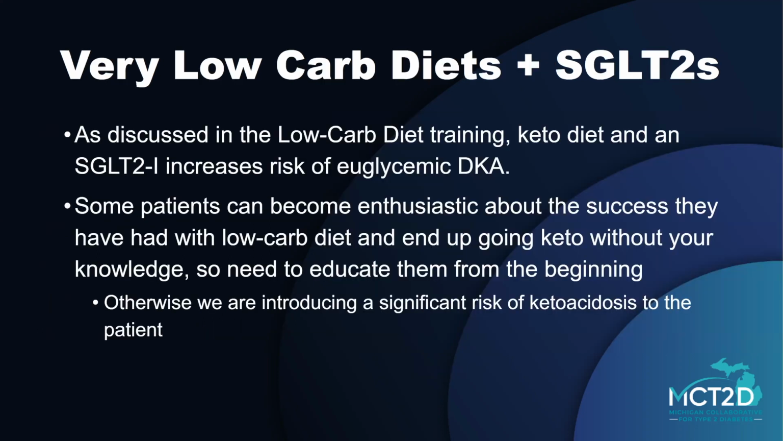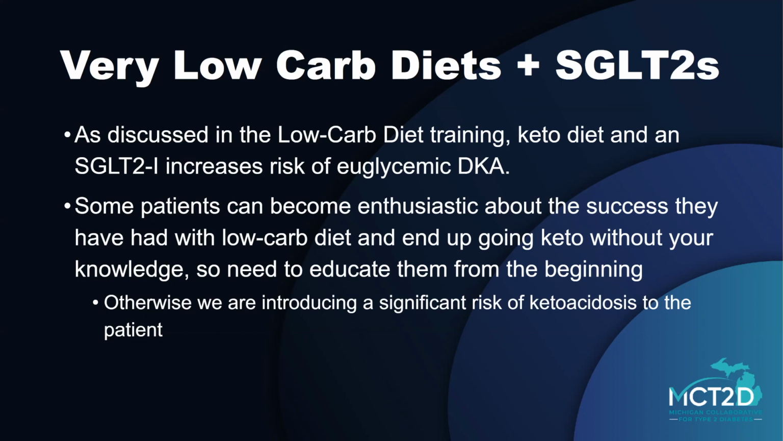So, let's just go over again very low carbohydrate diets combined with SGLT2 inhibitors. As we discussed, but this is just a reminder and a reinforcement, low carbohydrate diets can be either keto, which is a very low carbohydrate diet, 20 grams of carbohydrates a day, or it can be somewhat low carb. And by somewhat low carb, we sometimes mean somewhere between 75 and 100 grams of carbohydrates a day.